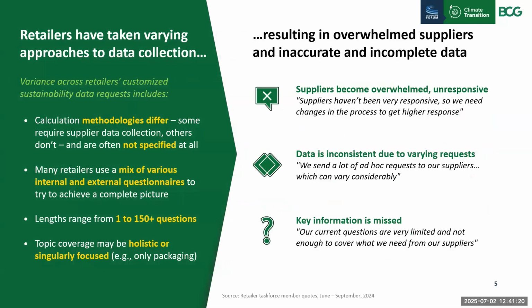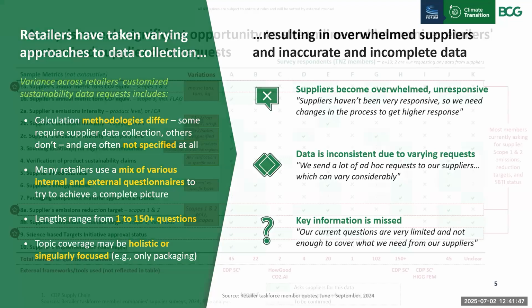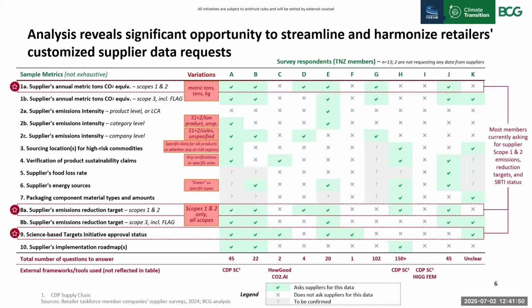Despite these pressures, retailers have historically taken highly variable approaches to data collection. Calculation methodologies often differ or are unspecified, and companies use a mix of internal and external questionnaires ranging from 1 to over 150 questions. This inconsistency results in overwhelmed suppliers who become unresponsive and leads to inaccurate and incomplete data where key information is missed. Our analysis has revealed no uniformity in how data is collected across different retailers. The Common Data Framework directly addresses this need to streamline and harmonise these requests.